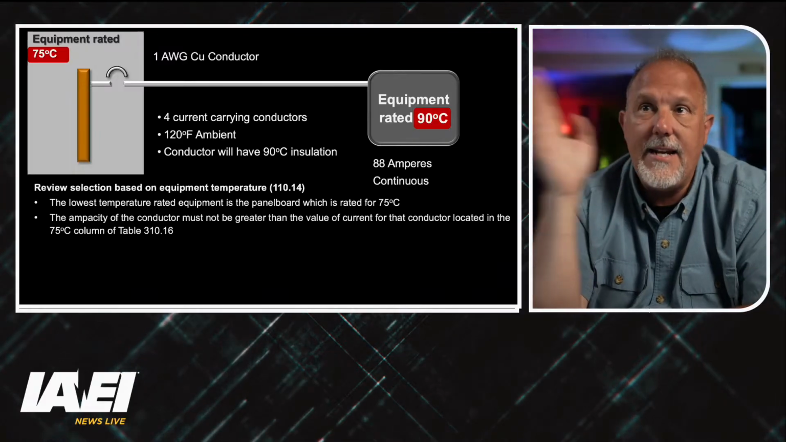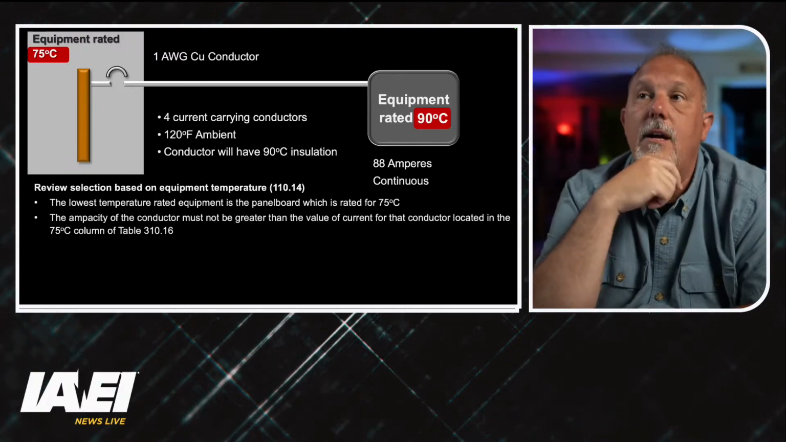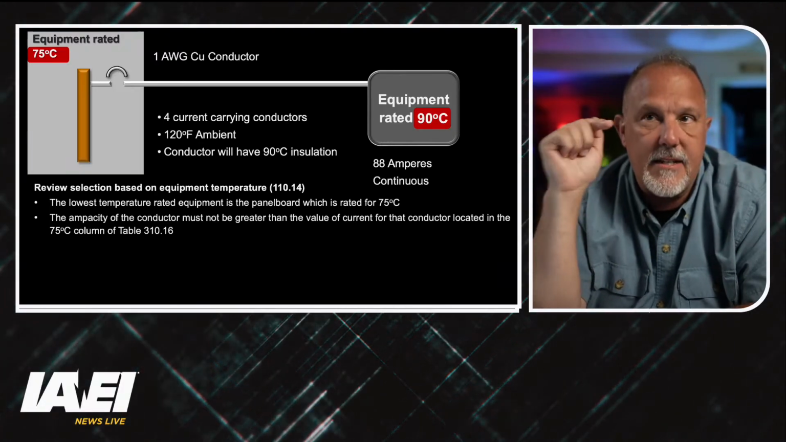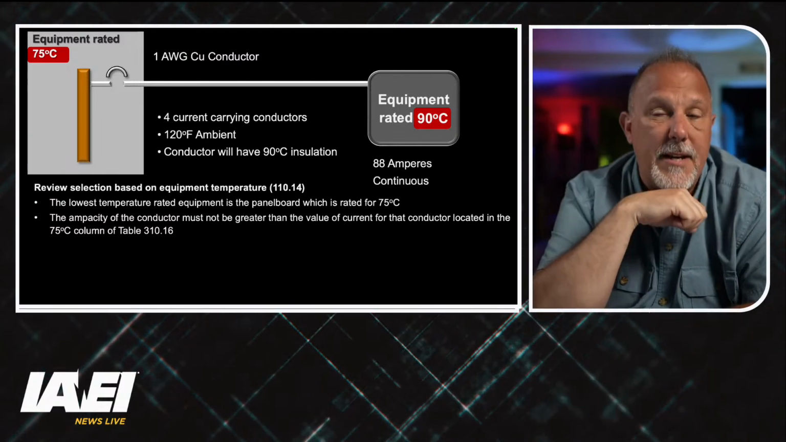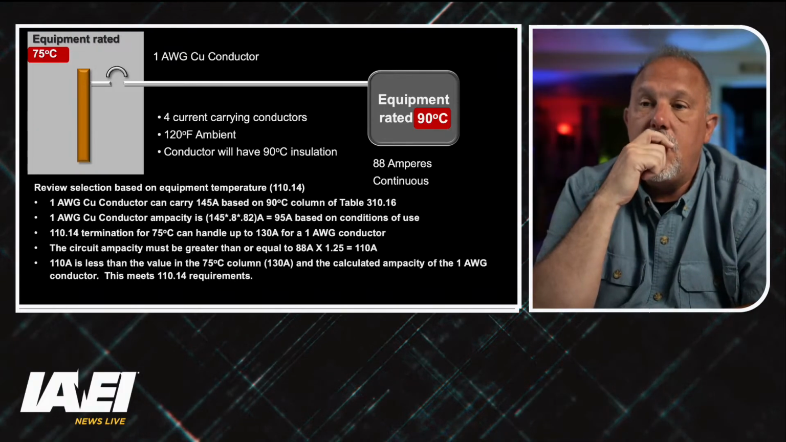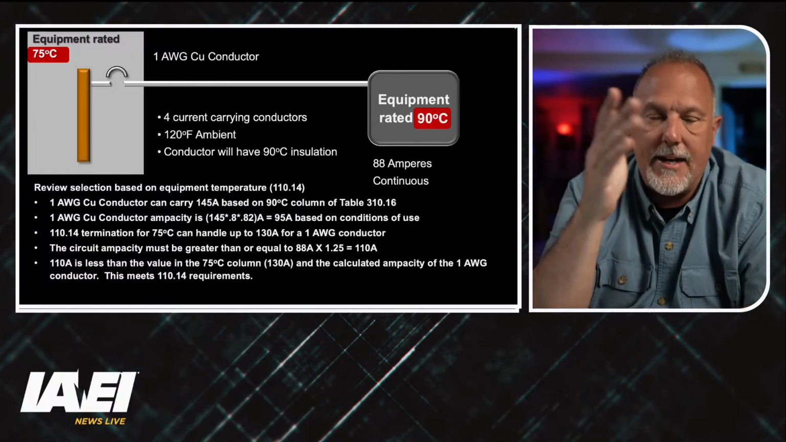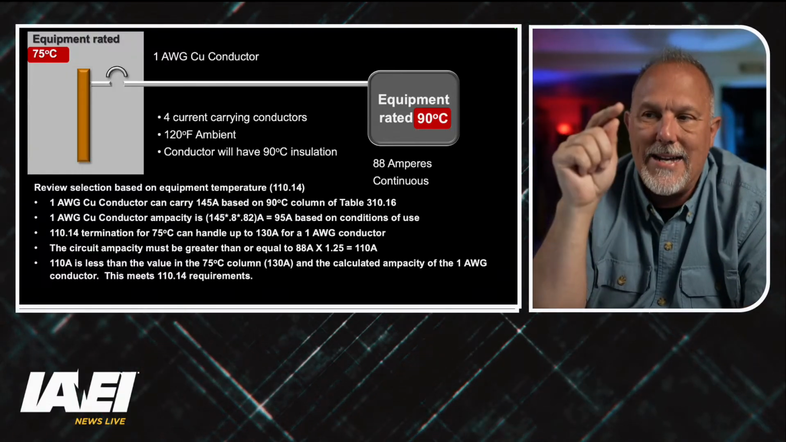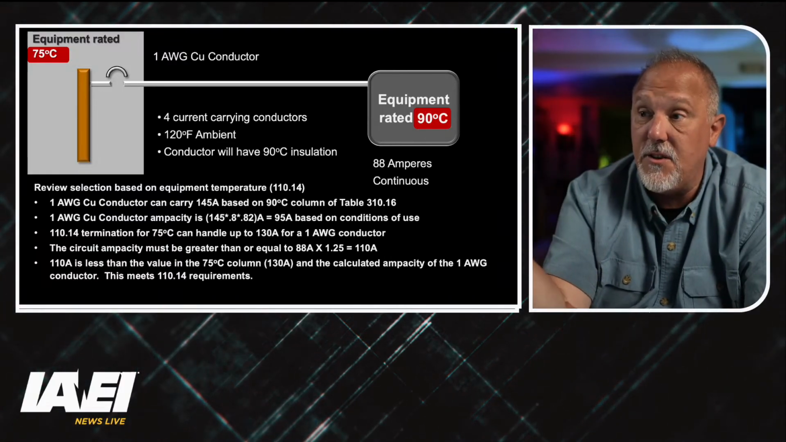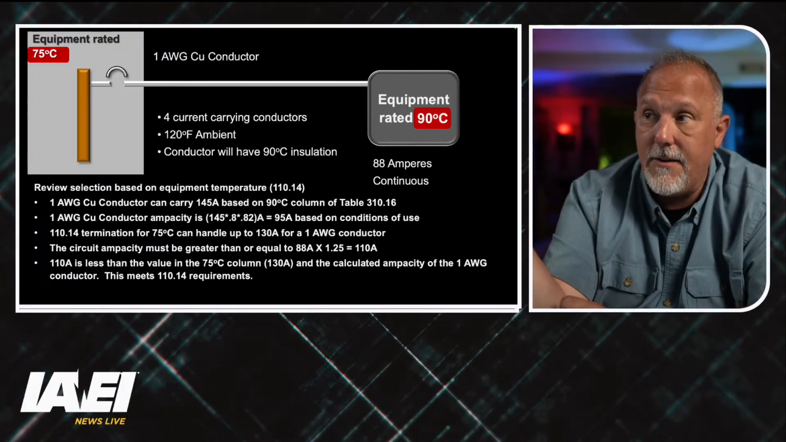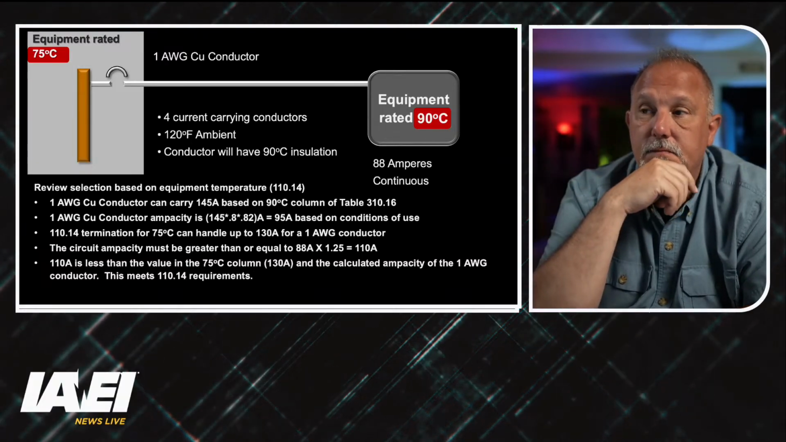Now I know I have 90 degrees C and 75 degrees C. The weakest link is 75 degrees C. So I'm going to base the rest of my discussion off of 75 degrees C, not 90, because 75 is the most limiting factor. So I have a 1 gauge copper conductor. It can carry 145 amps based upon the 90 degree C column. The ampacity based upon the conditions of use is 95 amps. 95 amps is still greater than 88. So I can still carry that 88 amps, but not the 110 of the continuous use amps.